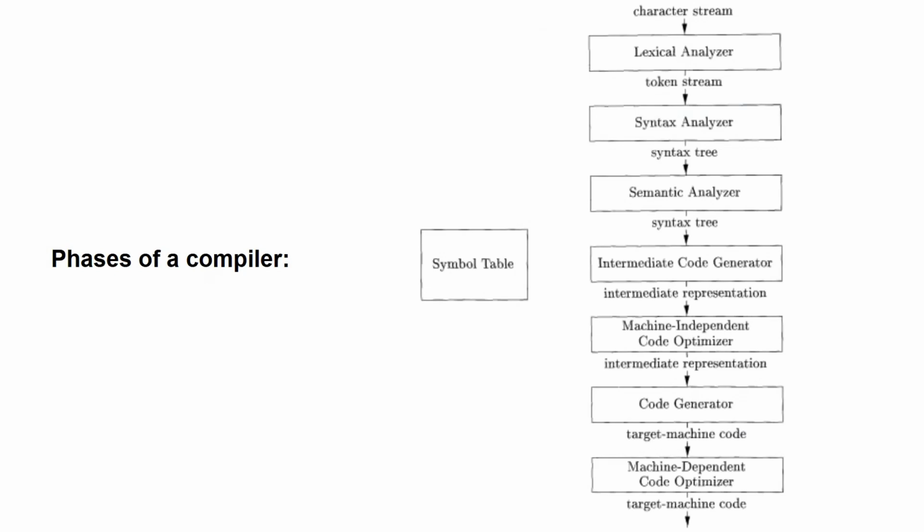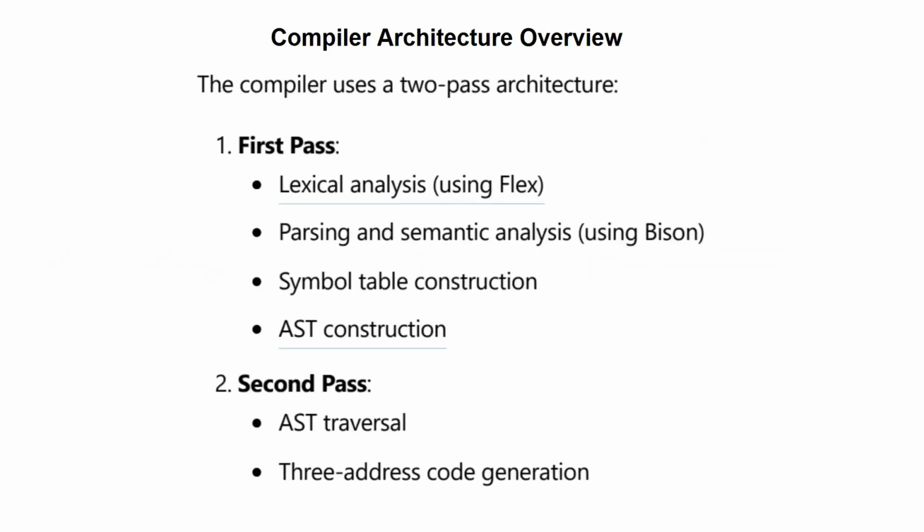In this assignment, we will first build an abstract syntax tree during parsing and then traverse this abstract syntax tree to generate three address code. The compiler uses a two-pass architecture, first pass and second pass.